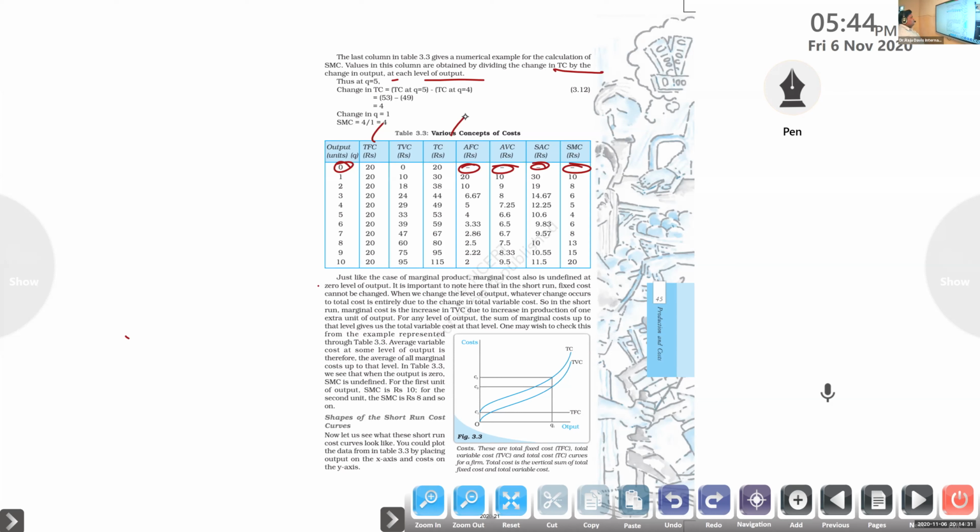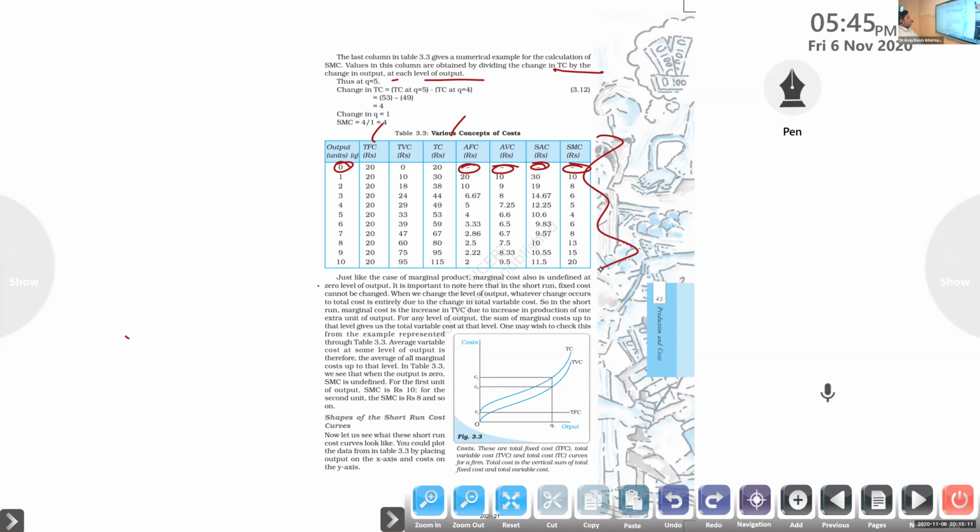It is important to note here that in the short run, fixed cost cannot be changed. When we change the level of output, whatever change occurs to total cost is entirely due to the change in total variable cost. So in the short run, marginal cost is the increase in TVC due to the production of one extra unit of output. For any level of output, the sum of the marginal costs up to that level gives us the total variable cost at that level. One may check this, for example, in table number 3.3.